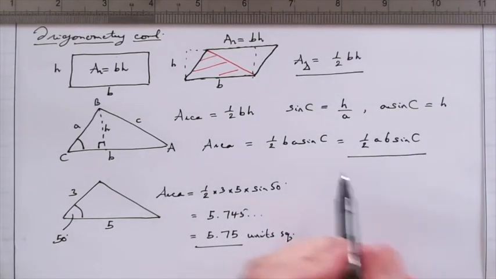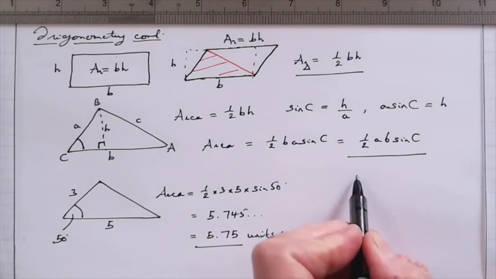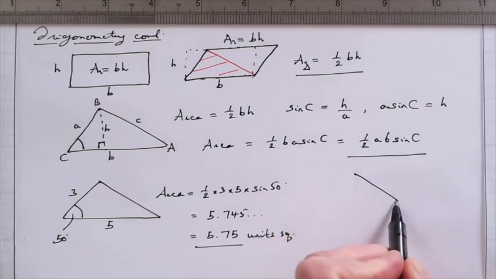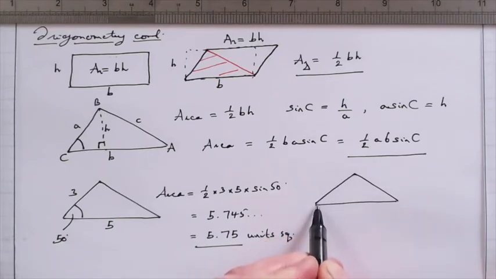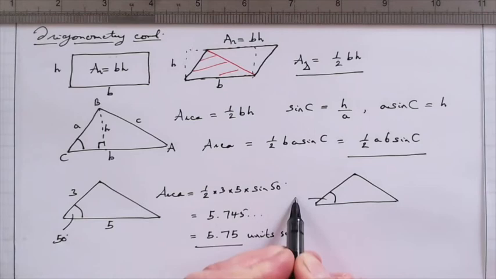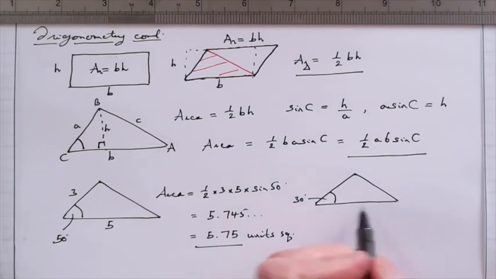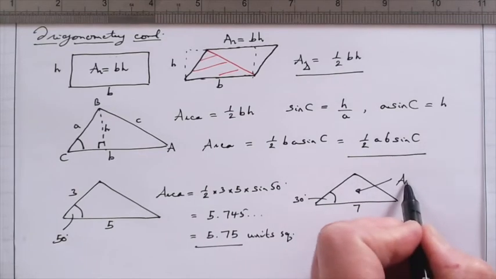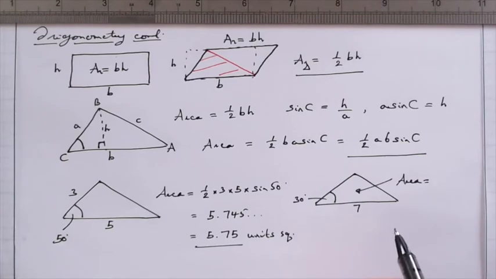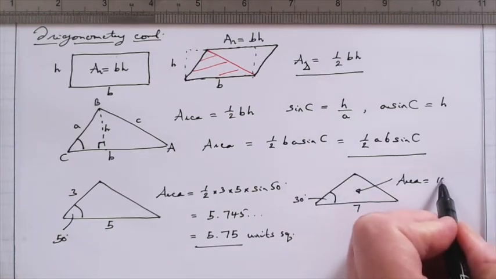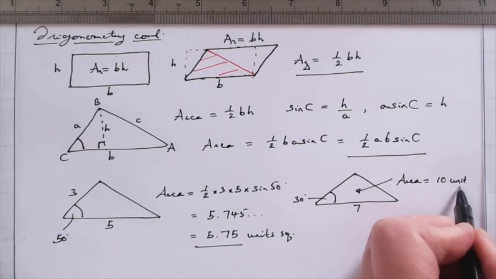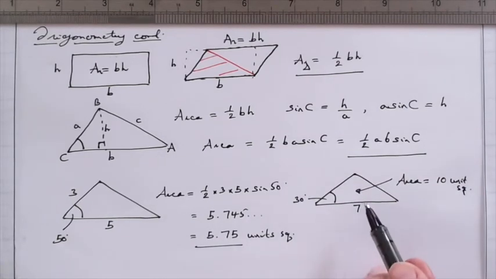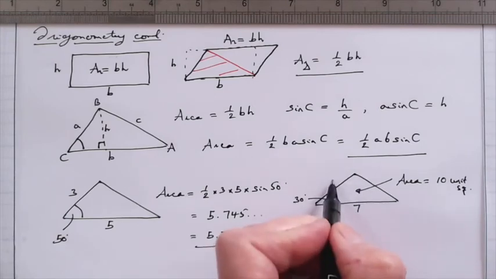Let's just do one more example. Let's say that we have a triangle where we're told that this angle here is 30 degrees. We're told that this length here is 7, and we're told that the area is, let's say, I'm just thinking on my feet here, 10 units squared. Can we determine this other length? And let's call this length here A.